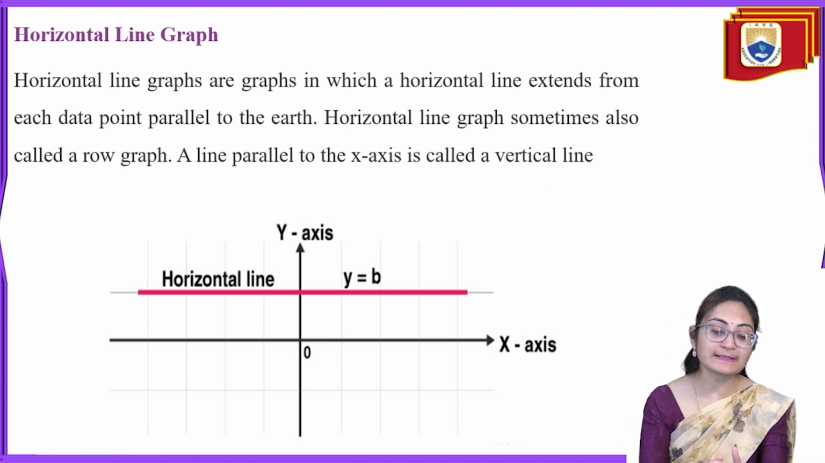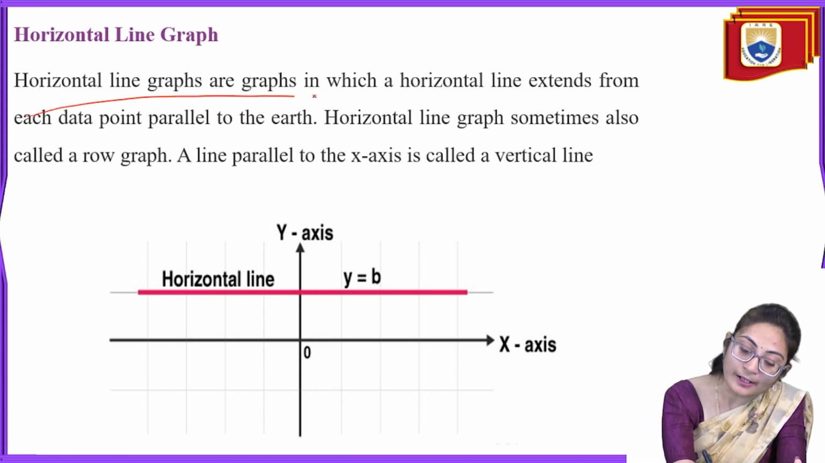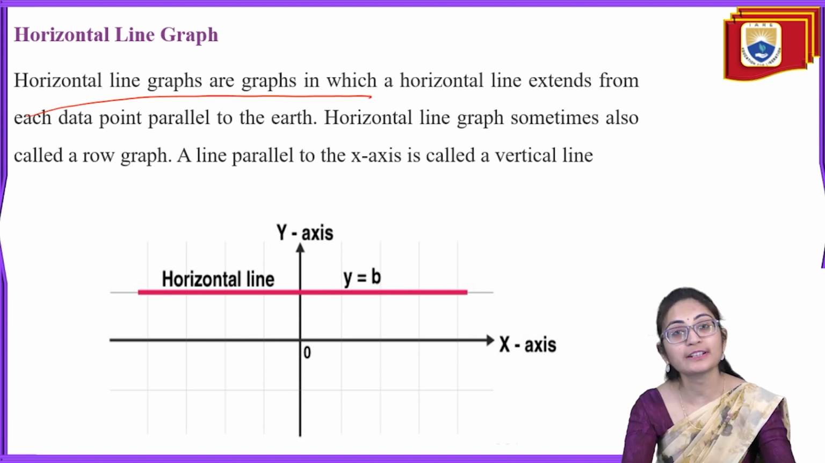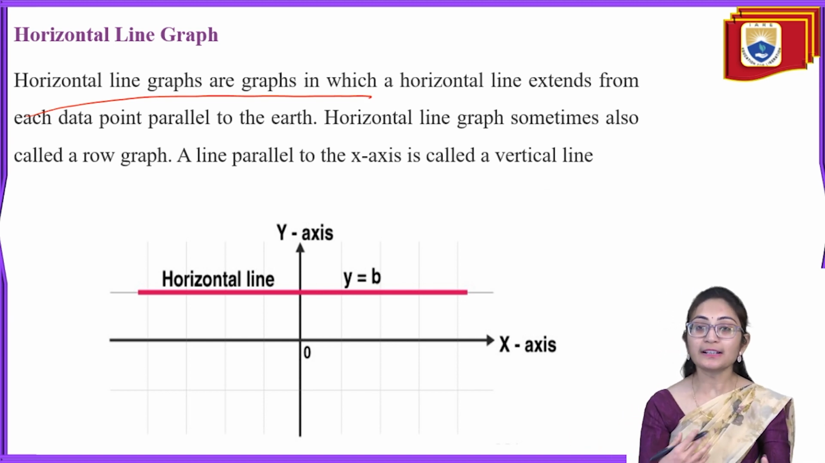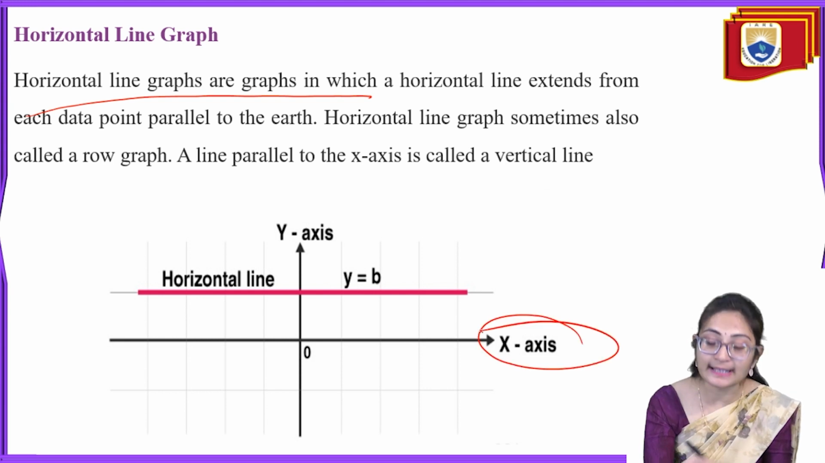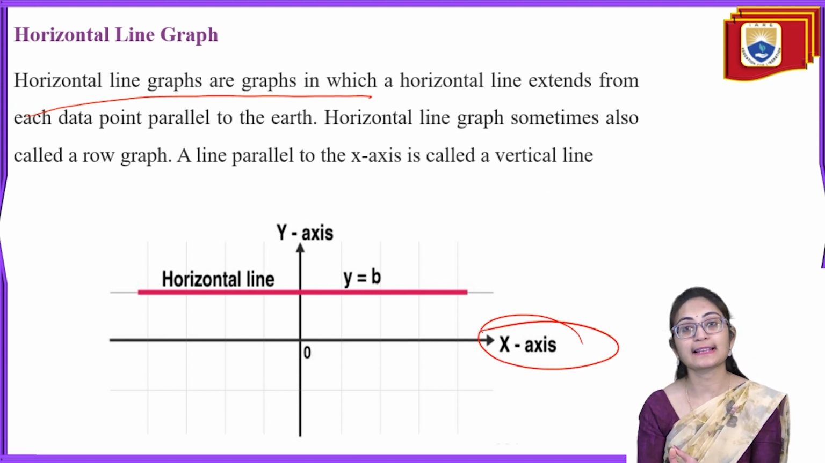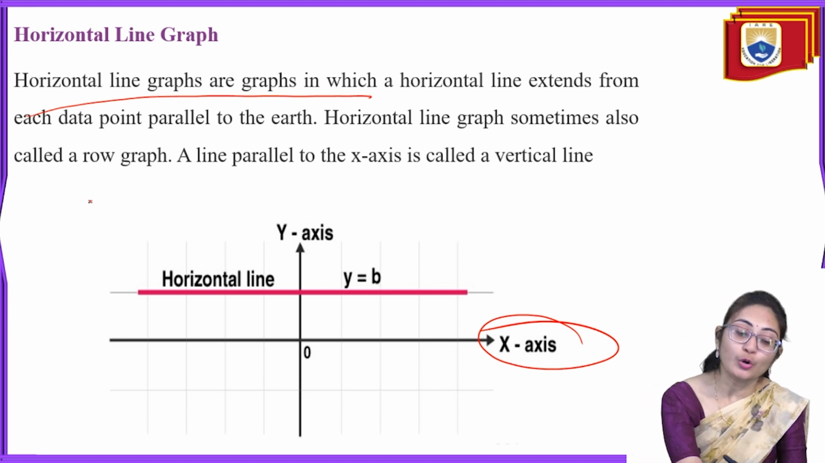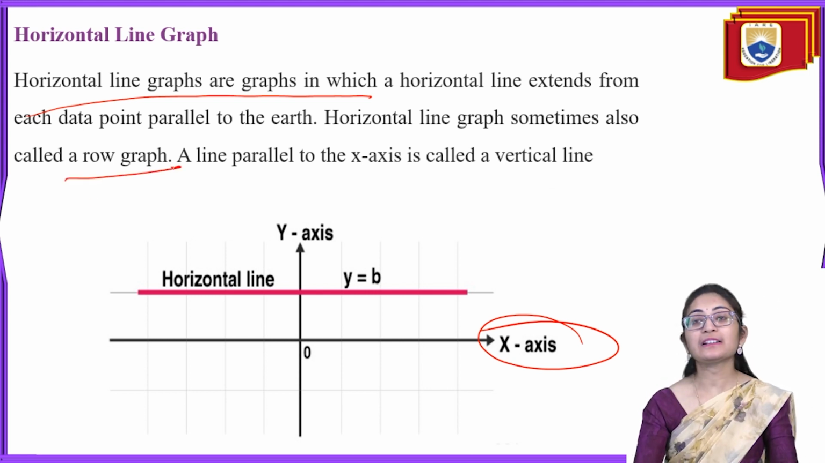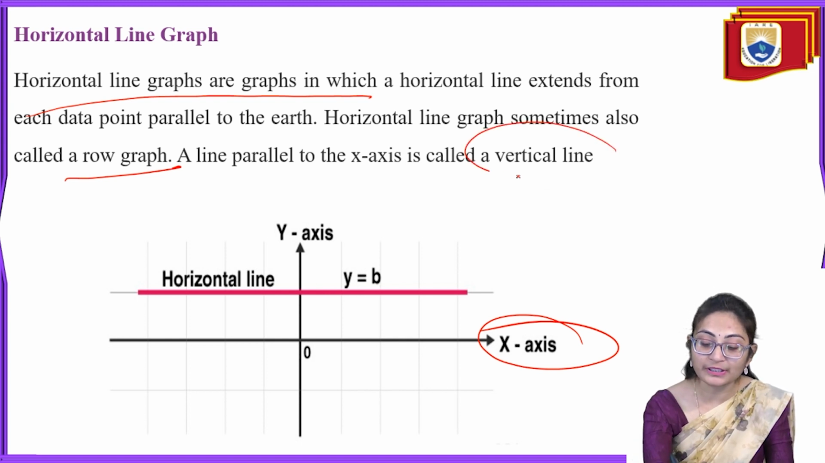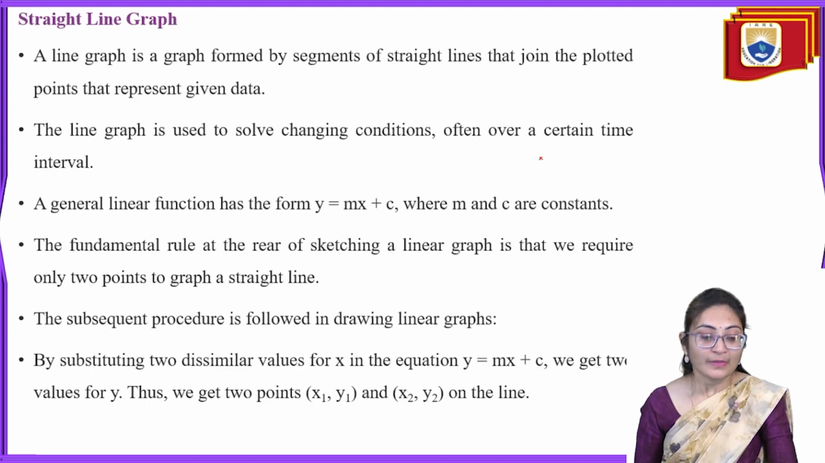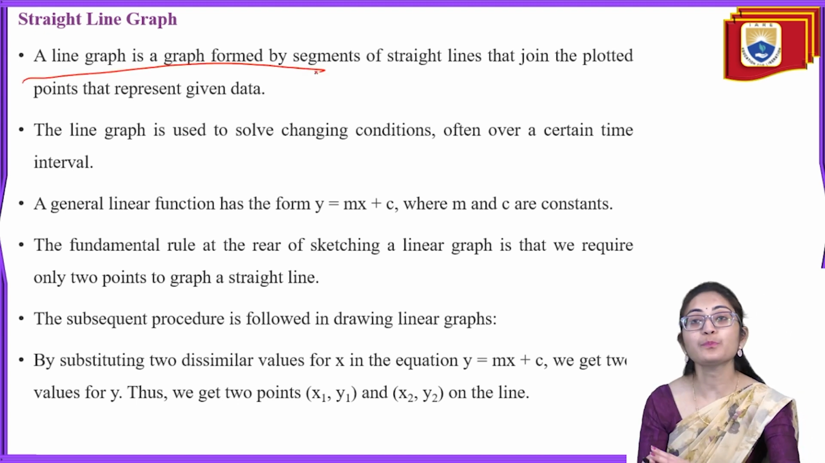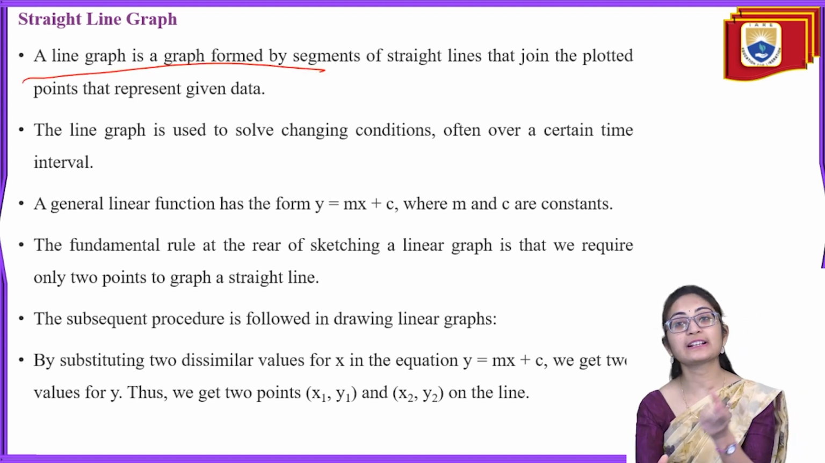Then next one, horizontal line graph. A horizontal line graph is a graph in which a horizontal line extends from each data point parallel to the earth. Parallel to the earth means it will be parallel to the x-axis. A horizontal line graph is sometimes also called a row graph, and a line parallel to the x-axis is called a horizontal line.